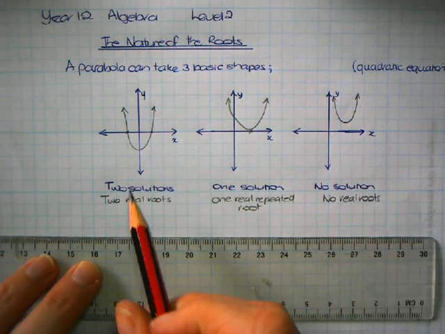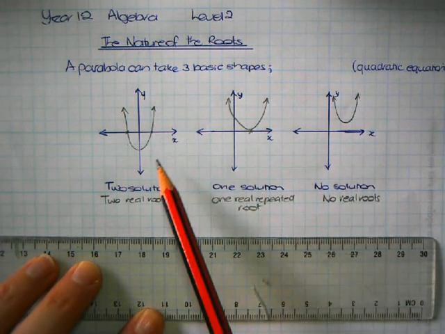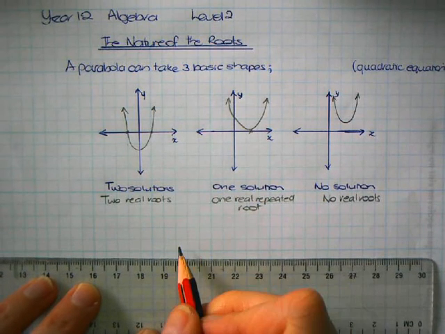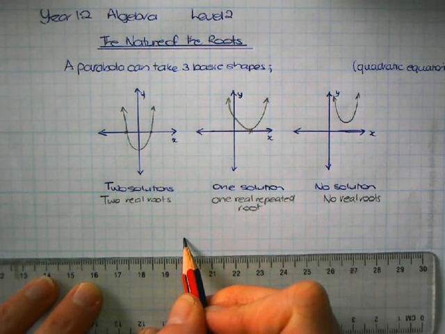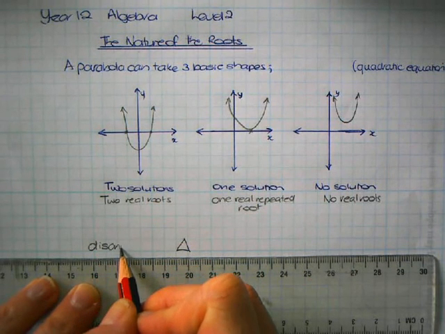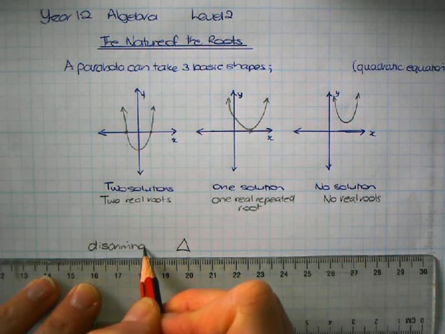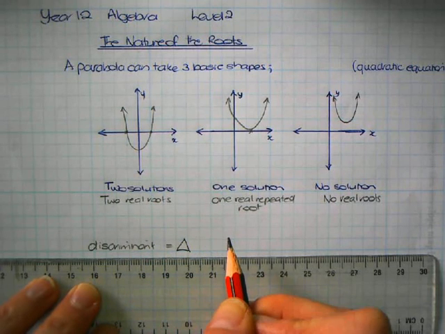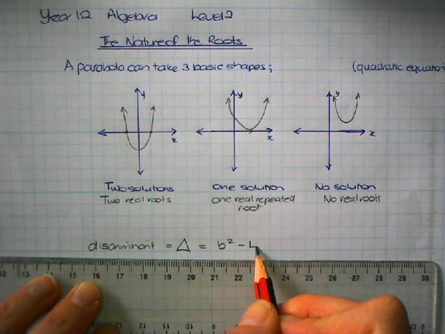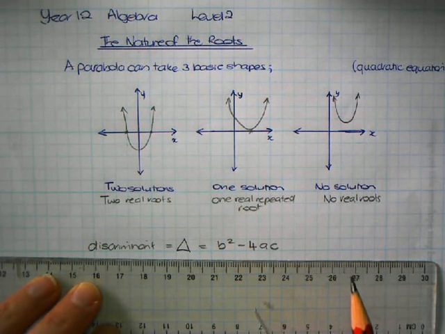So to be able to figure out whether a parabola or quadratic equation is 1, 2 or 3, we use a formula called the discriminant, which is part of the quadratic formula. The discriminant, and we use a triangle symbol, equals b squared minus 4 times a times c. So that's part of the quadratic formula.